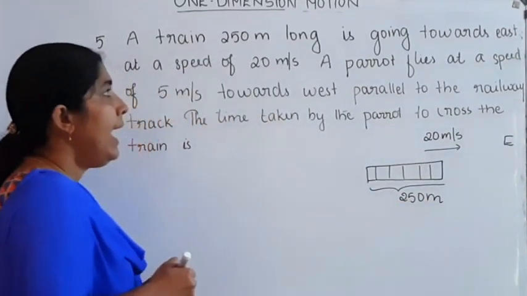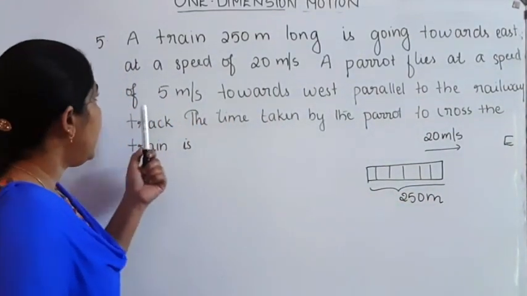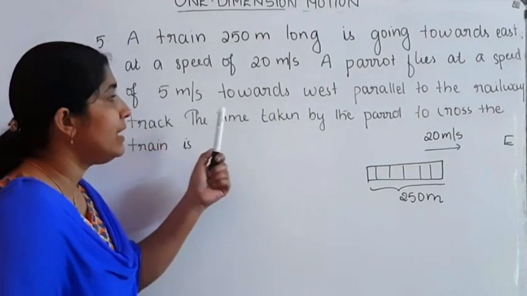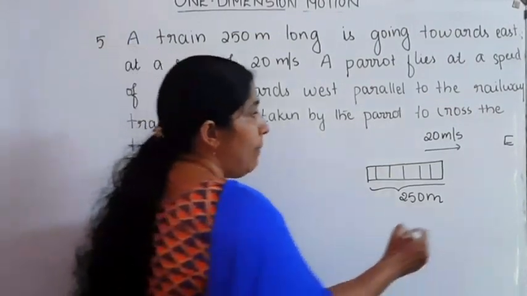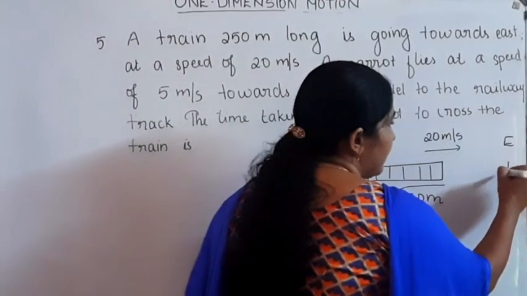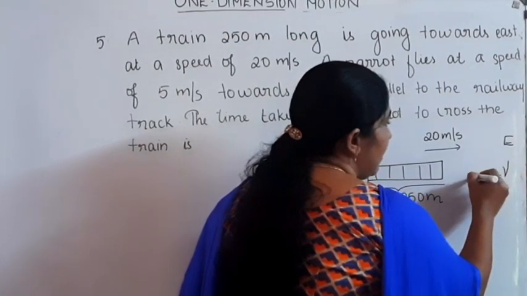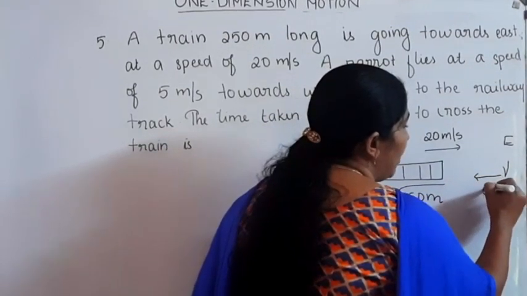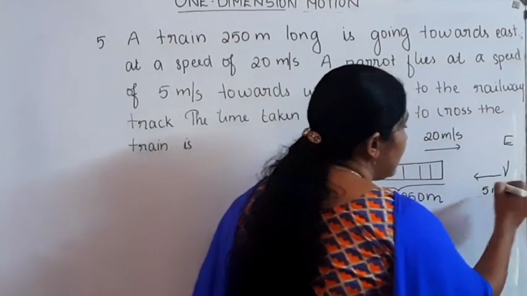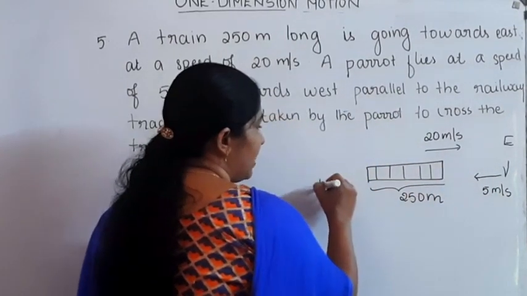Okay. A parrot flies at a speed of 5 meter per second towards the west. A parrot which flies with a speed equal to 5 meter per second towards the west.